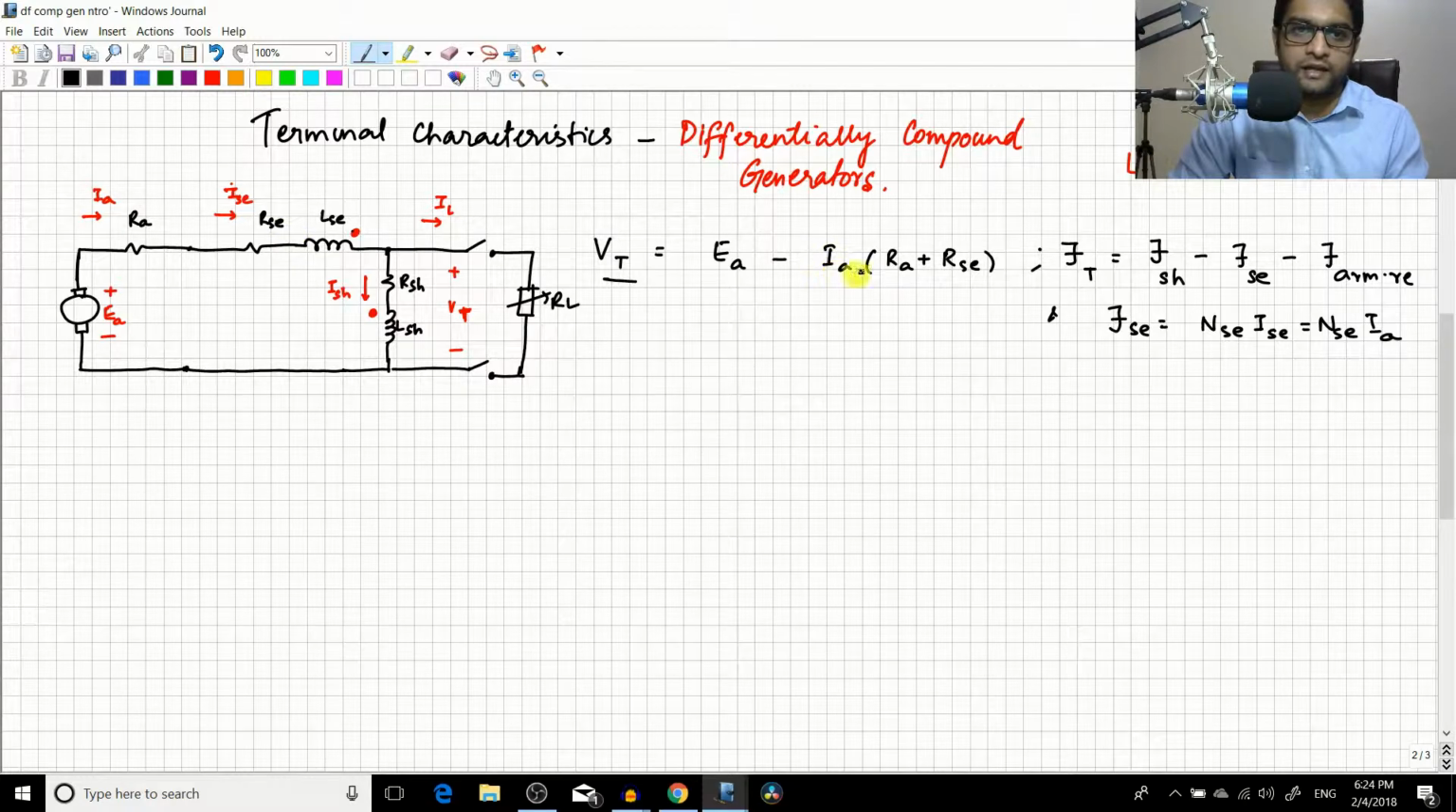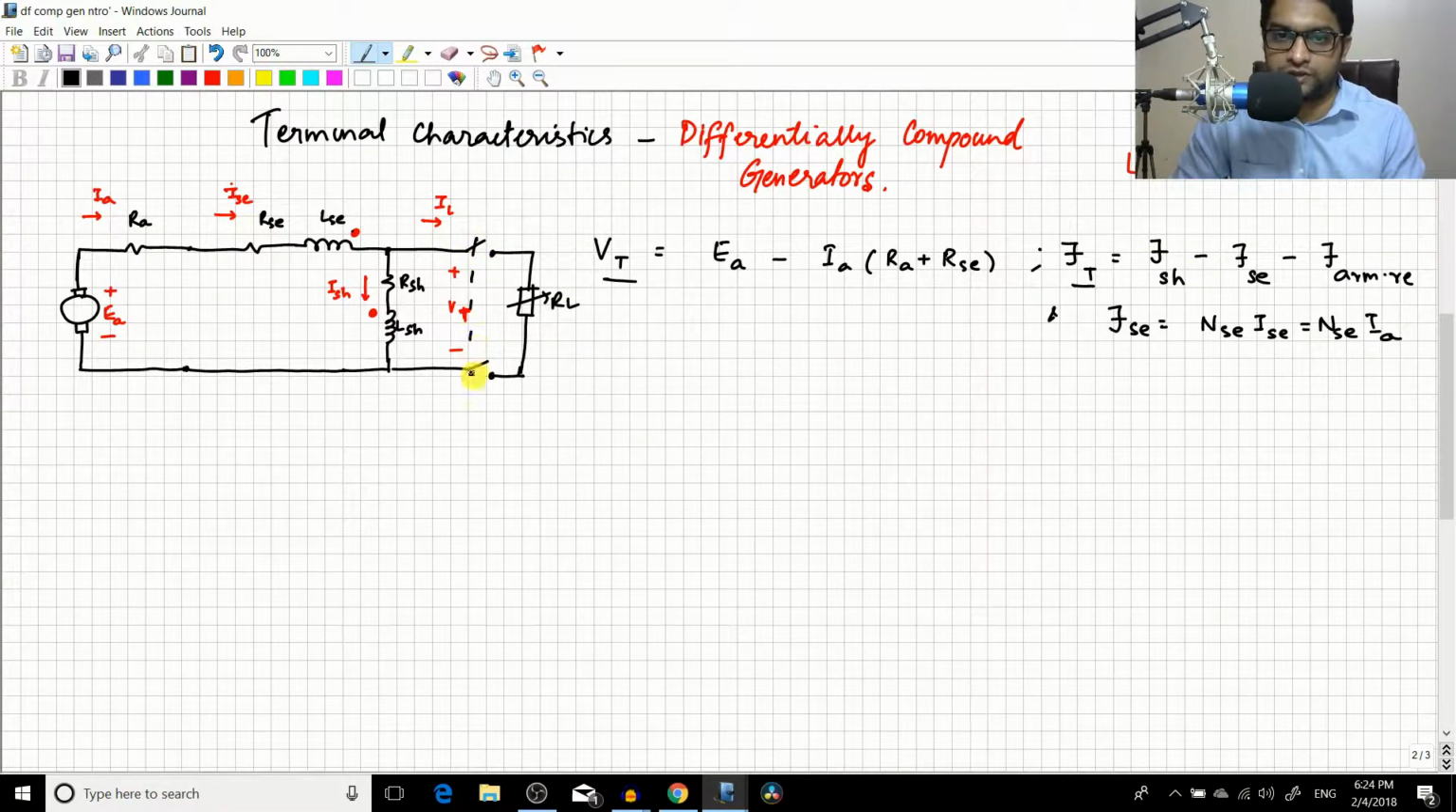Two drops. Ia into (Ra plus Rsc), and the total flux will be equal to the flux created by the shunt winding minus the flux created by the series winding minus the armature reaction, because this minus sign is because of the differential compounding. So let us start with the terminal characteristics.